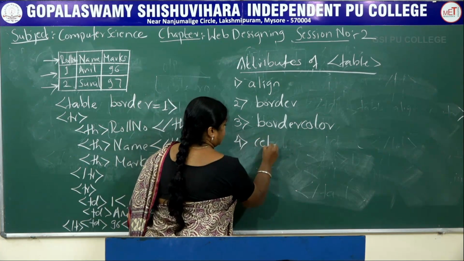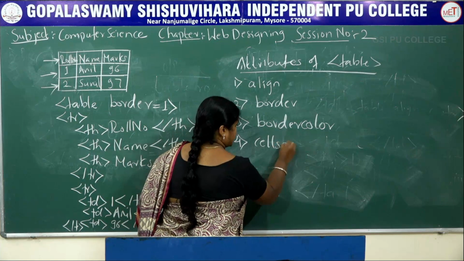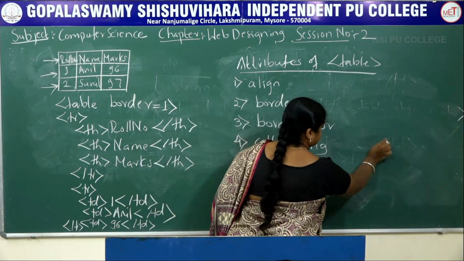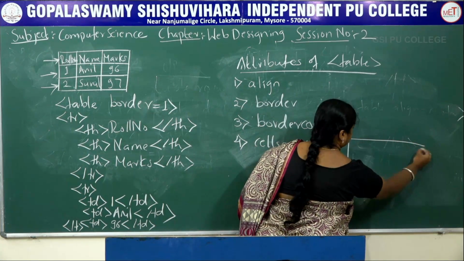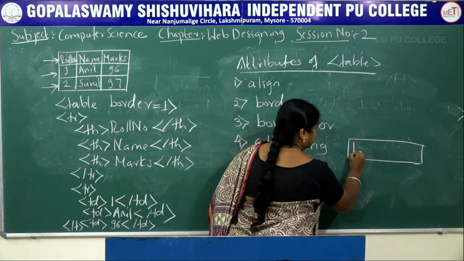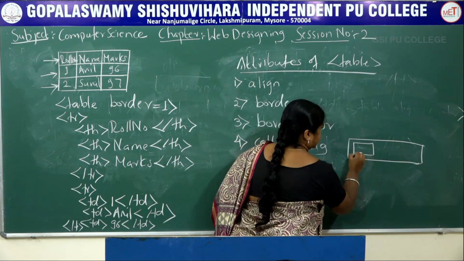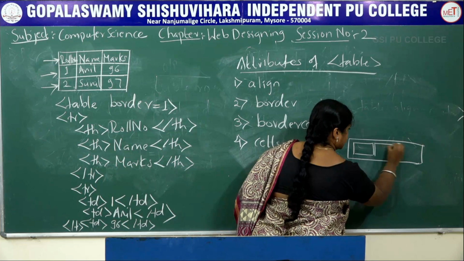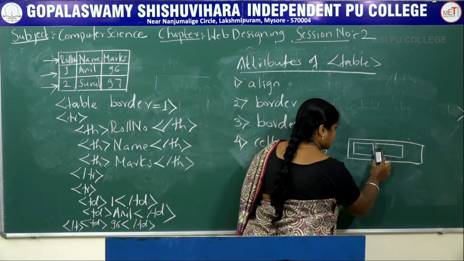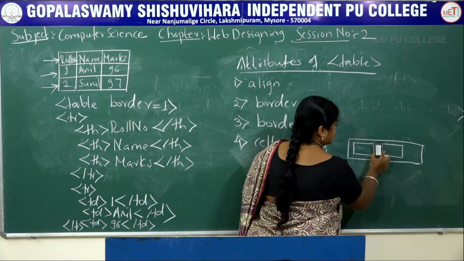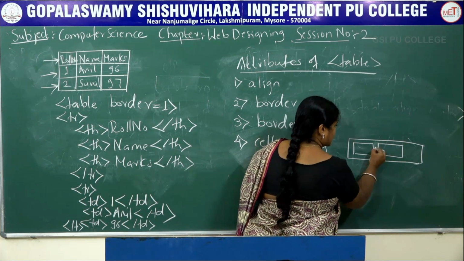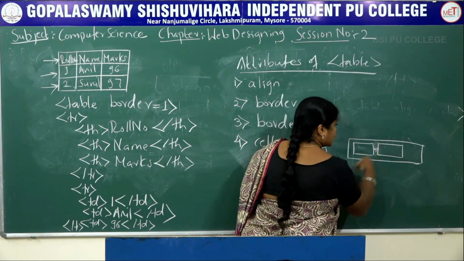we will see the attribute cell spacing. Now what do you mean by cell spacing? Suppose this is a particular table. In that particular table, this is a particular cell. So using cell spacing, you can control the distance between 2 cells. Suppose this is cell 1, this is cell 2. This is the distance between 2 cells.